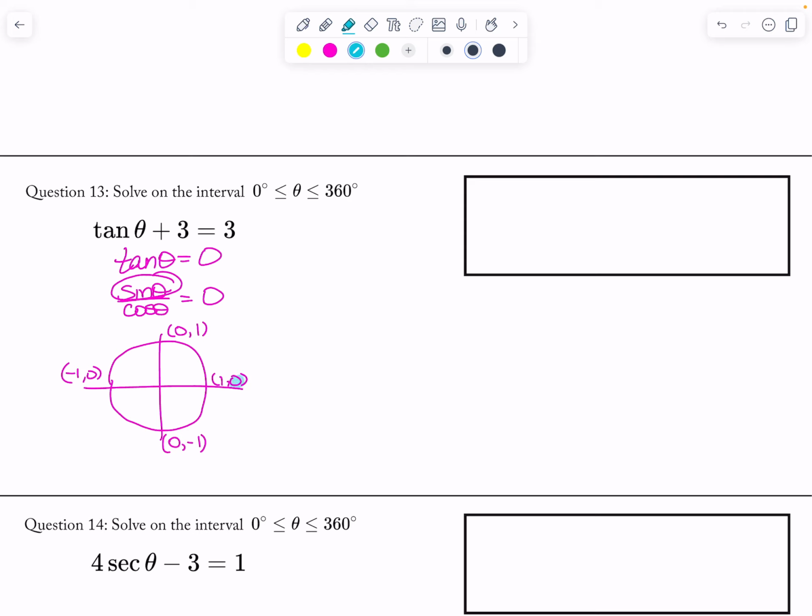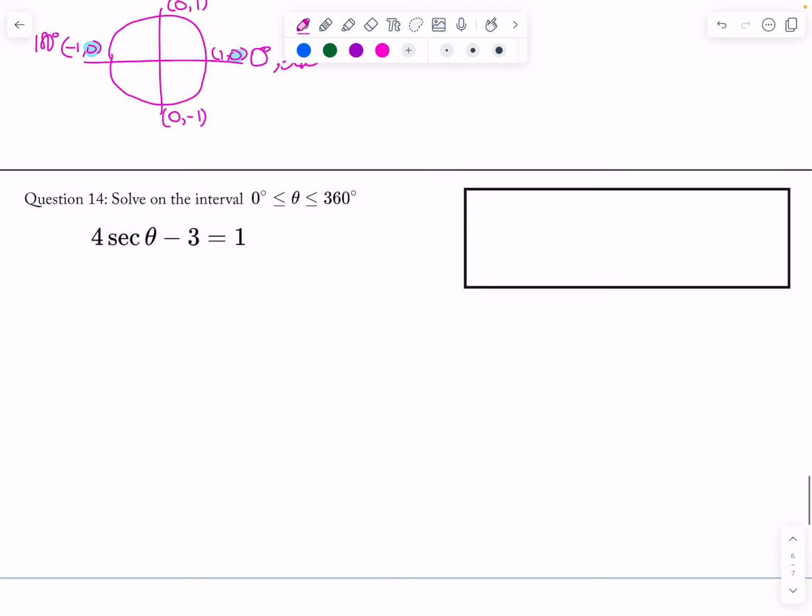So I want 0 for sine, which is going to be at 0 and 180 degrees and 360. So it'll be at 0 degrees, 180, and back around to 360. So my theta is going to be 0 degrees, 180 degrees, and 360 degrees. And that is it for all the odd numbered questions.